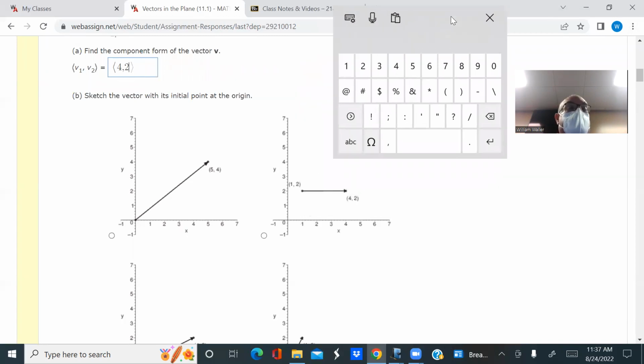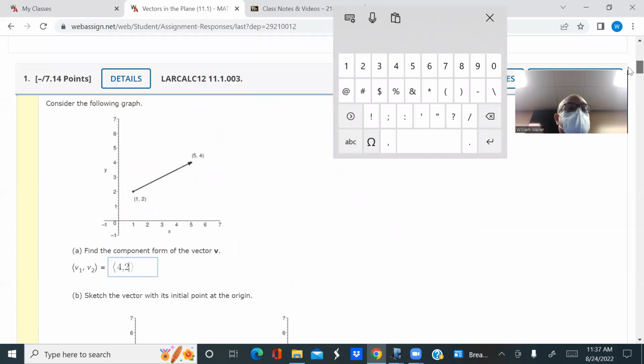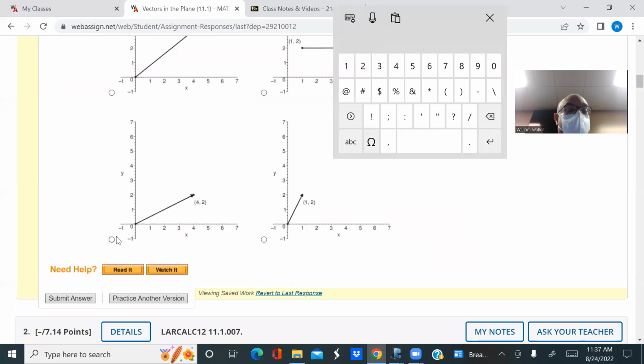But let's see, can we pick this out? Oh, they just want the vector. So what was it? 4, 2. So that has to be this one, correct?